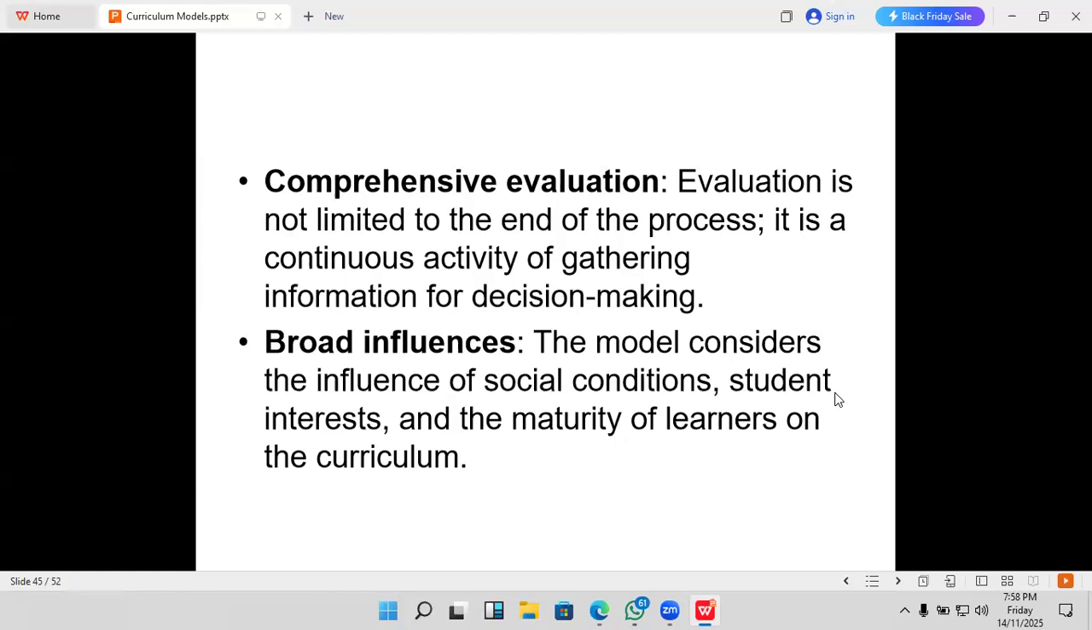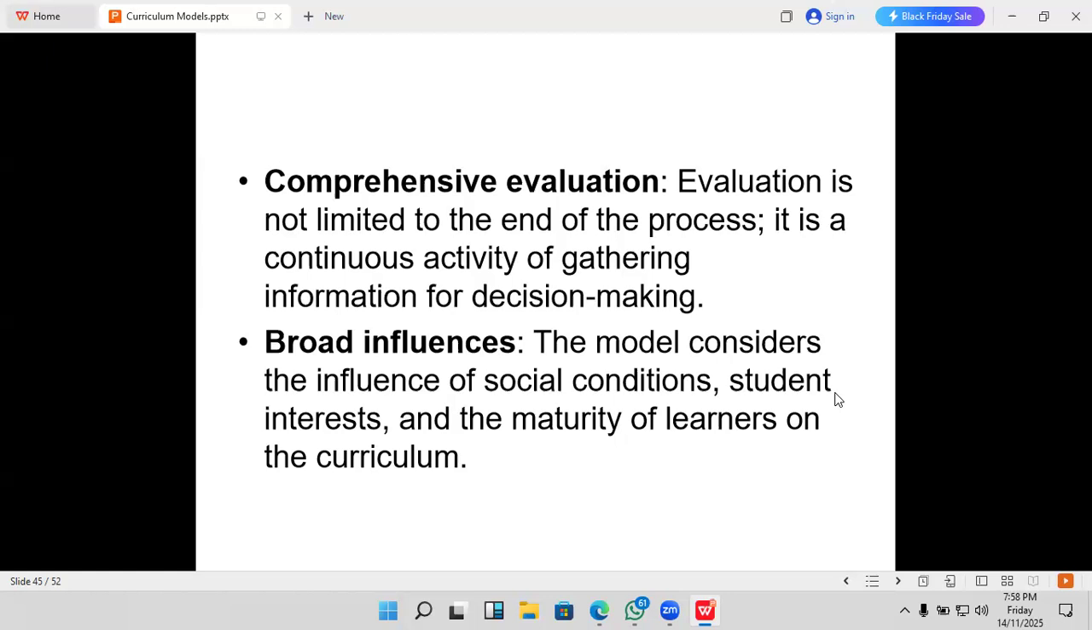What is the area we need not give them because they already know that? What is the best method to teach them? That decision can be taken if we start with evaluation, student assessment.